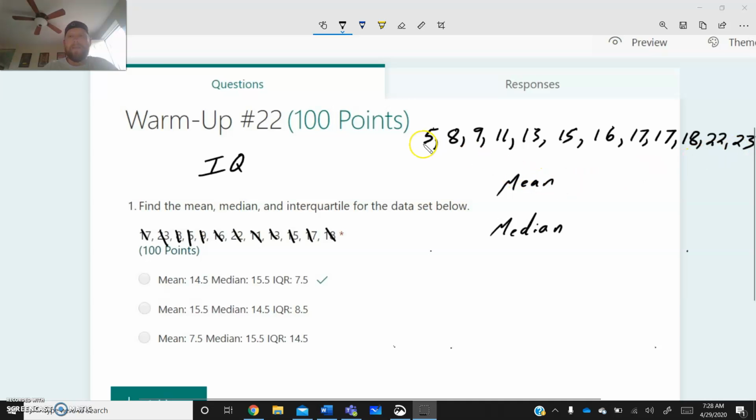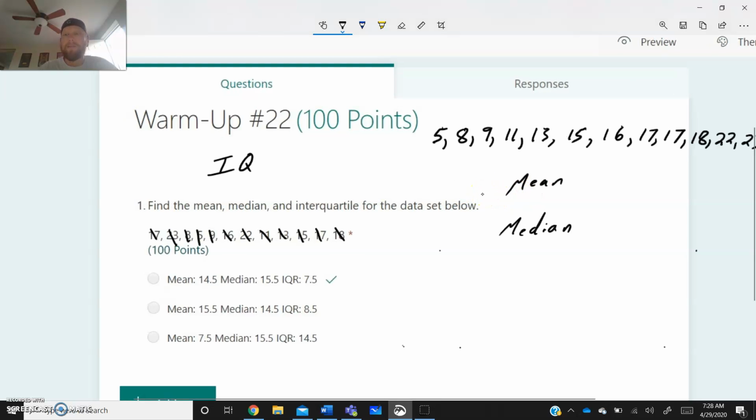In order to find the mean, we have to add all of these up and divide by how many there are. I can tell you already, if you add all of these up, it is going to give you 174, because I've already solved this. And there are 12 total numbers, so you are going to divide by 12. When you do that, you get an answer of 14.5. So that's the answer for the mean.